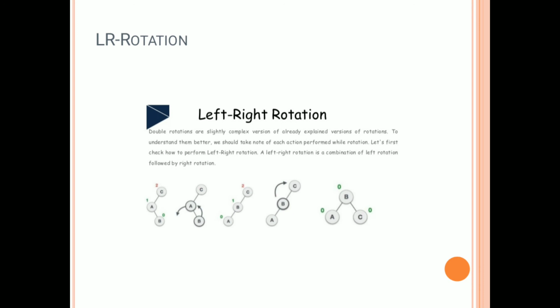The next rotation is LR rotation. LR rotation is known as double rotation, because by inserting left of right, the tree became imbalanced. So to make the tree balanced, we need to rotate the tree twice. That's why it is called double rotation.